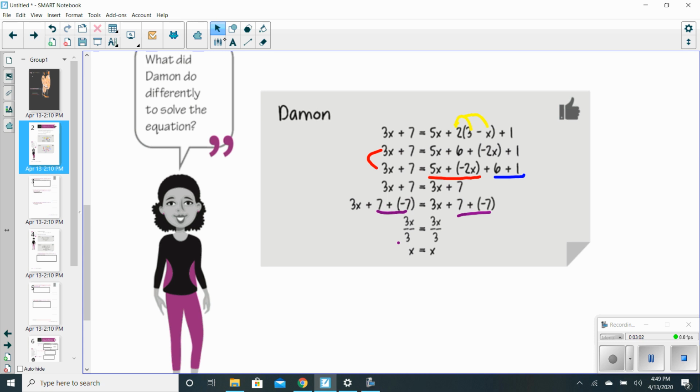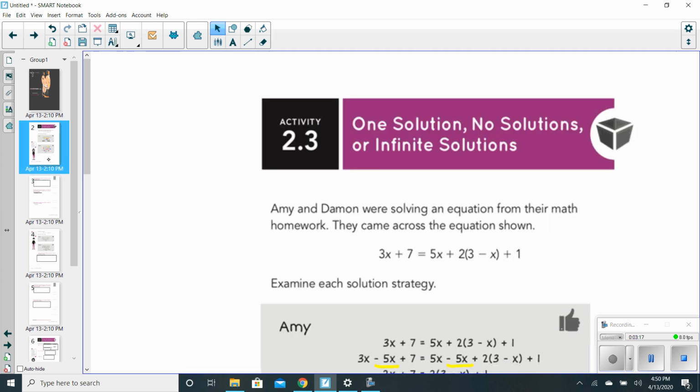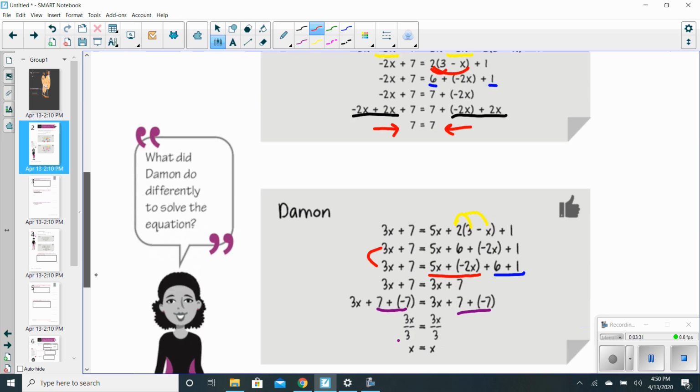And surprisingly enough, if we look down to number 1, it asks to explain why both Amy and Damon's methods are correct but have different solutions. So they actually are correct because both of them were equal to each other. And what I mean by that is if we look at Amy, her answer was 7 equals 7, which is true. That's not like I'm going to say, oh, I have $7, that equals $14. No, $7 equals $7.